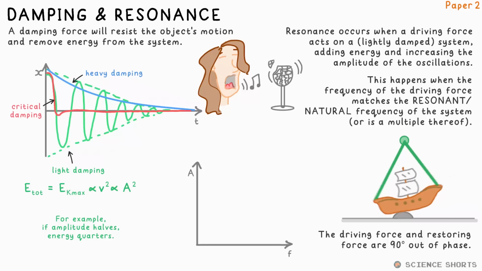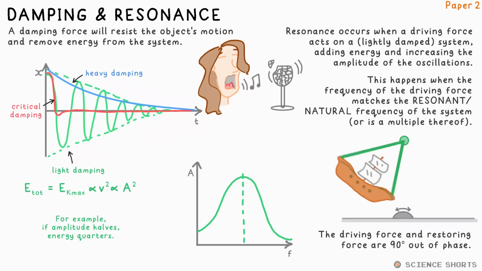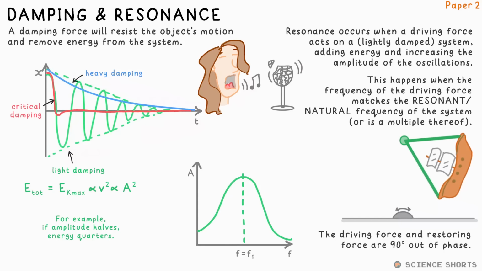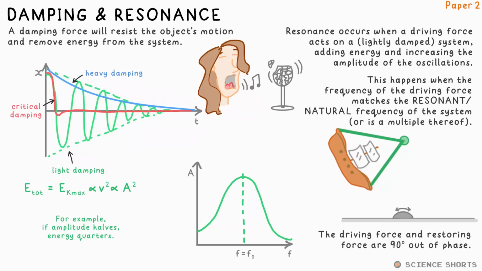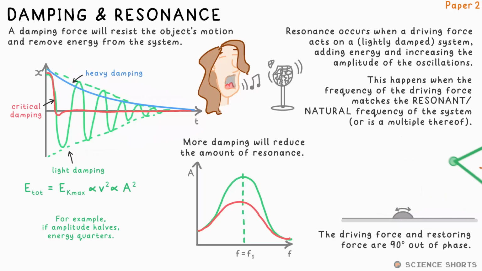If you draw a graph of amplitude against driving frequency f, we get the highest amplitude, the most resonance, when it's equal to the natural or resonant frequency f0, as we know. If you add more damping, though, the height of that peak decreases as you reduce the effect of resonance. Note that the peak does not get any narrower, though.